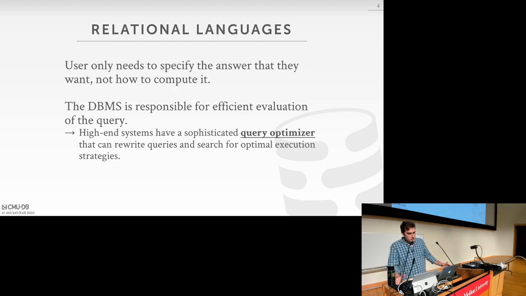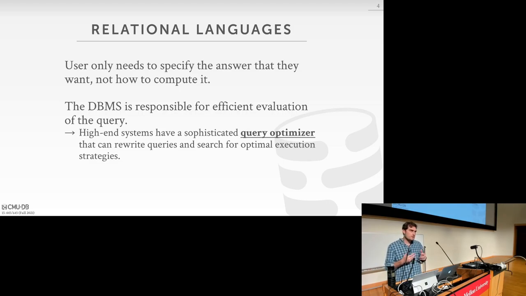So, relational languages. Last time, we talked about the relational model and relational algebra. And the key idea was that we wanted to avoid having to tell the database management system, DBMS, exactly how to execute a query. We wanted to say, okay, you have to follow these steps to execute a query. Rather, what we wanted to do was provide a high-level declarative specification for the query so that the DBMS would be able to figure out how to do it for us.